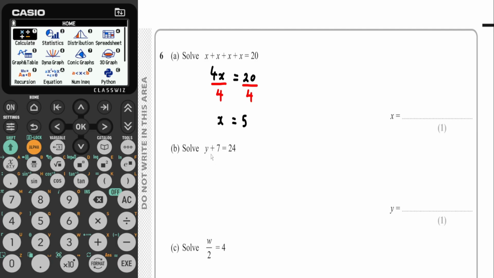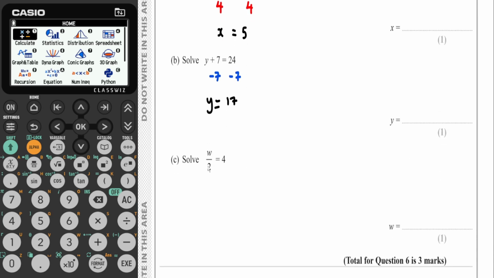Part B. Solve y plus 7 equals 24. To get y by itself, we need to take away 7 from both sides, and in doing so, you will find y to equal 17. Part C. We have to solve w over 2 equals 4. If we multiply both sides by 2, then you will find w to equal 4 times 2, which is 8.